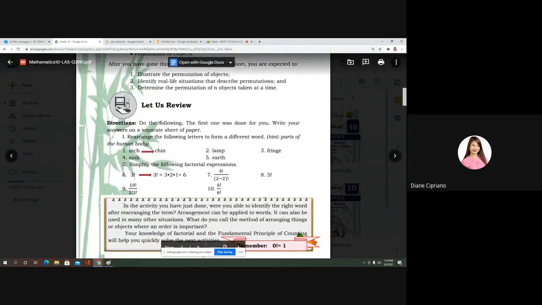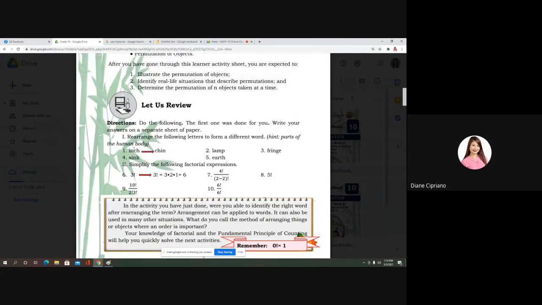In this part, the direction is to rearrange the following letters to a different word. Can you please help me? The given example in number one is the word inch, and you can rearrange it into the word chin. So how about number two? Can you please help me, Hans? The clue is part of the human body.